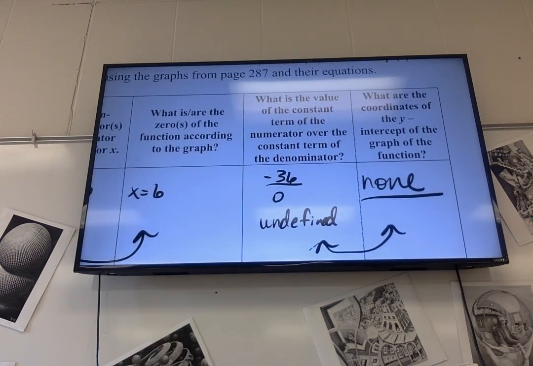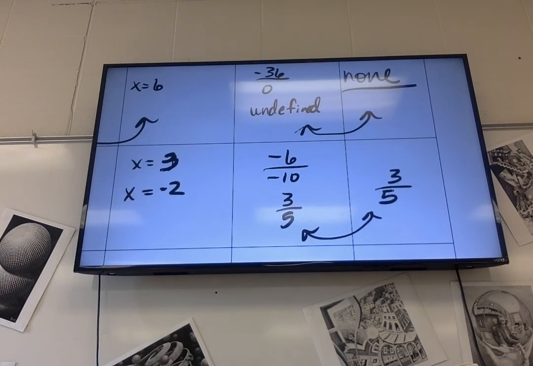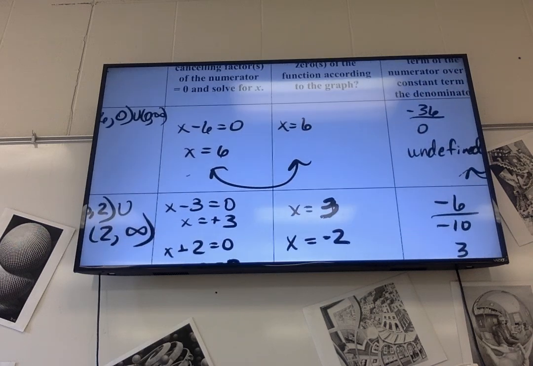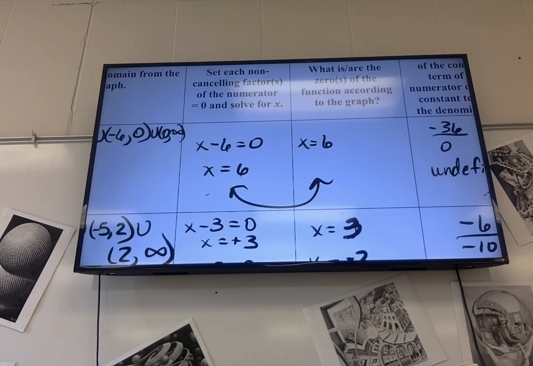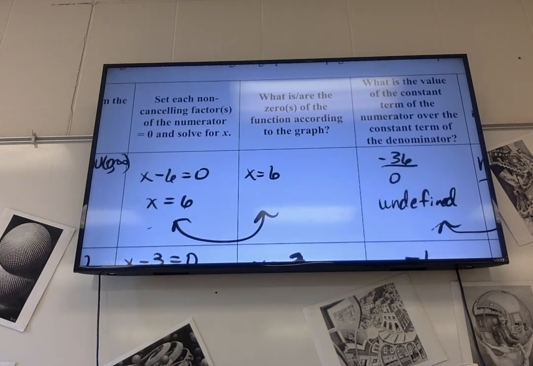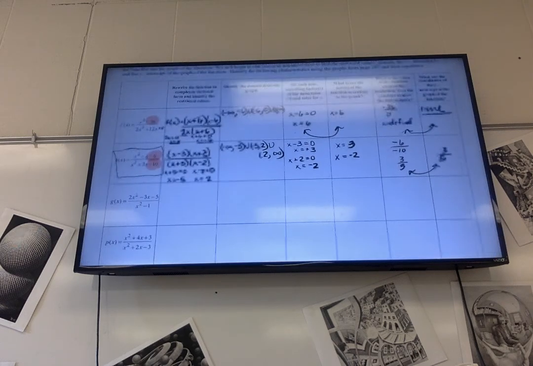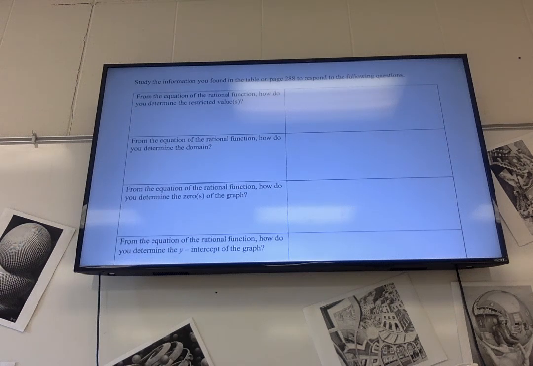So if the constant term in the numerator and the constant term of the denominator, if it's undefined, then there's no y-intercept. If it's a number, then that's what the y-intercept is. And then when you set the numerator equal to 0, the part that doesn't cancel, then that's going to be your zeros, where it crosses the x-axis, the x-intercepts. All right. So let's look at this next part.